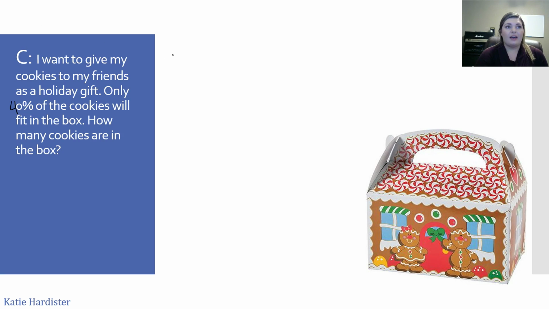So I could say 40% of, whenever I see "of", I automatically think of a multiplication sign. So 40% of x equals 8, because we know that we have 8 cookies total. So if we were to do the math, then we would see that x equals 3.2 cookies.